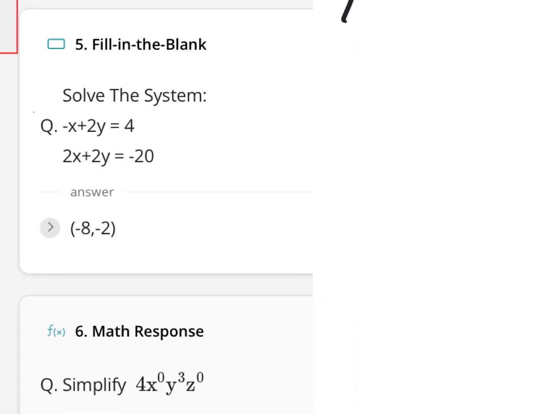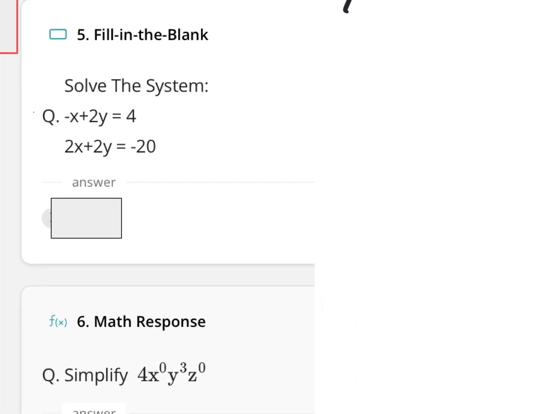Moving on, another system of equations. I'm going to pretend you didn't see that answer right there. Anyway, once again, are they lined up? X on top of x's, y's on top of y's, yes. Equal on top of equal, number on top of number.